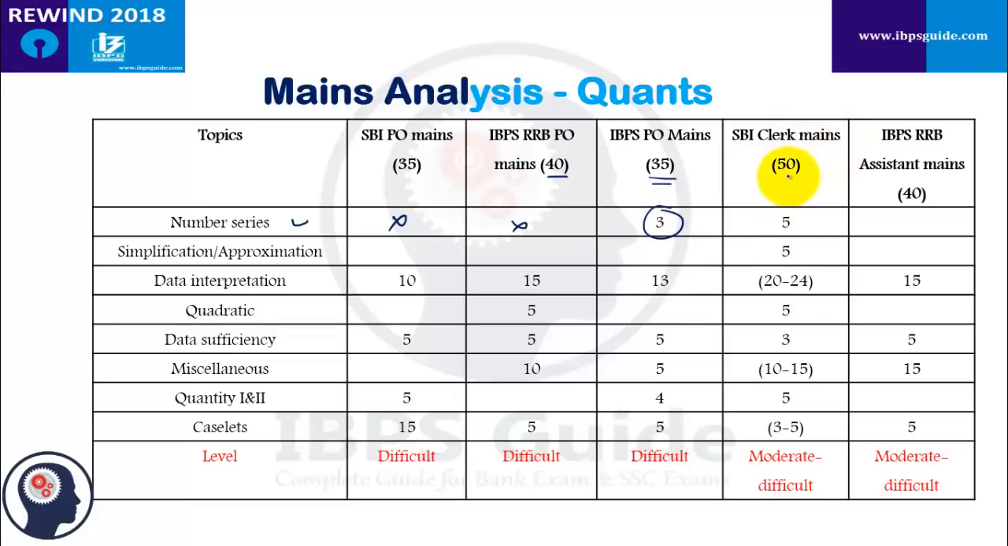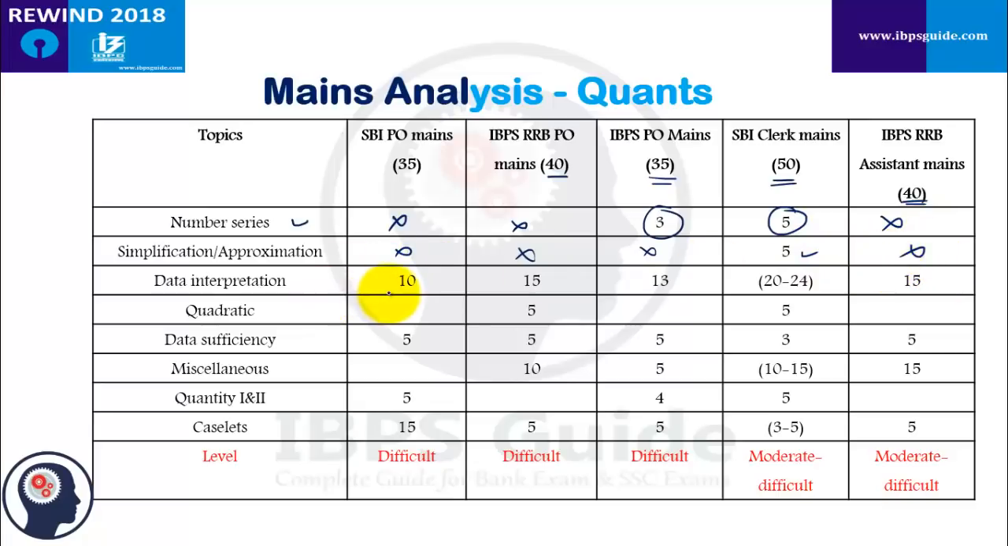Okay, SBI clerk prelim number of questions is 50 and the number series questions asked is 50. In IBPS RRB assistant mains number of questions is 40, but number series questions are not asked. So simplification approximation, no question is asked in IBPS PO. In SBI clerk mains 5 questions are asked. In IBPS RRB assistant no question is asked.